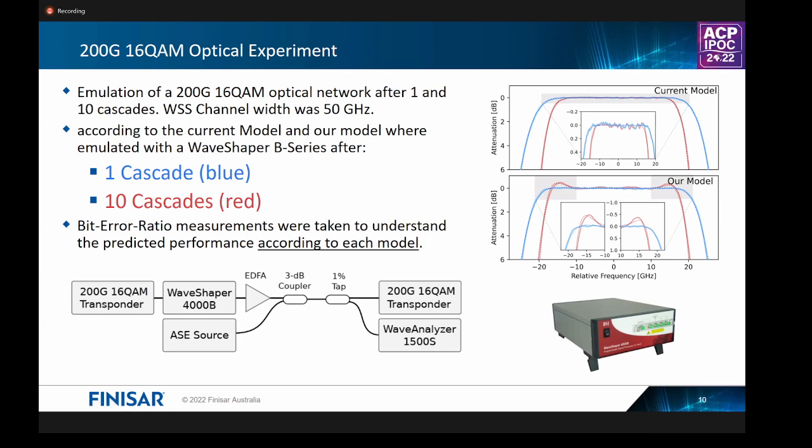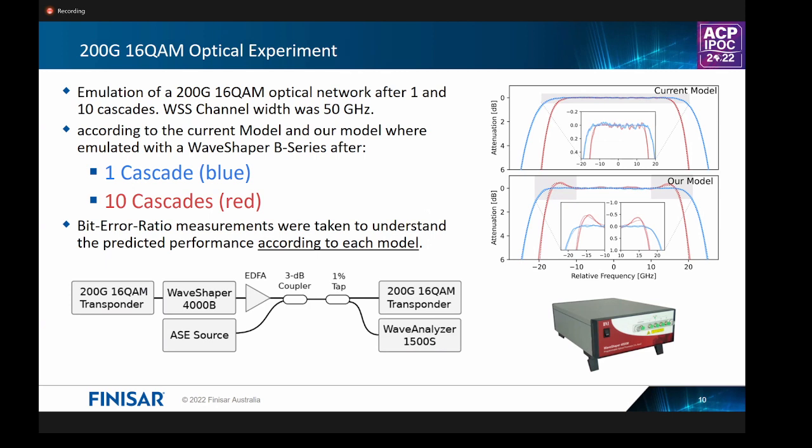In this case, we've used the current model and our new model to generate what the curve should be for 1 and 10 cascades. And then we've done an emulation of that with the WaveShaper. The target curves I'm showing here are the dashed lines for 1 and 10 cascades for both models. And then we have the solid line, which is the actual experimental measurement of the WSS shape from the WaveShaper. So this shows us that the WaveShaper is actually capable of doing this emulation.